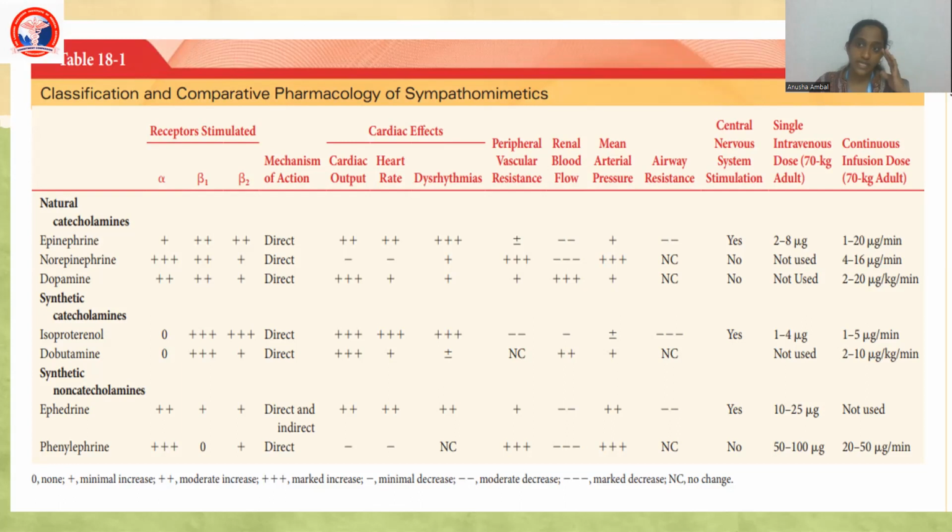So just keep in mind: epinephrine, beta more than alpha; norepinephrine, alpha more than beta; dobutamine, beta 1; phenylephrine, only alpha; ephedrine, alpha more than beta. Just note which receptor action is maximum. If you know which receptor the drug acts on, then you can very well work out the actions it does. So just remember the receptors alone.